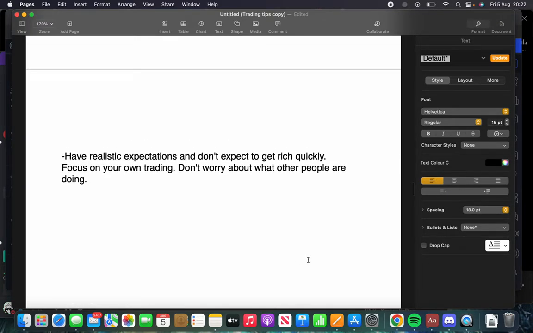Okay. And I think this would be my last one before I wrap this up. Have realistic expectations and don't expect to get rich quickly. Focus on your own trading and don't worry about what other people are doing, right? And I know this is kind of hard sometimes, right?